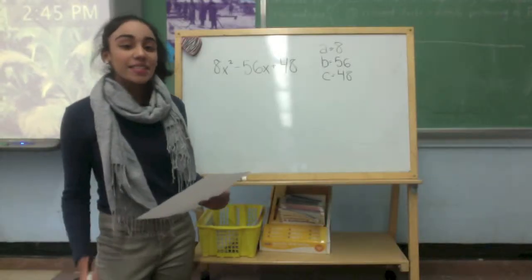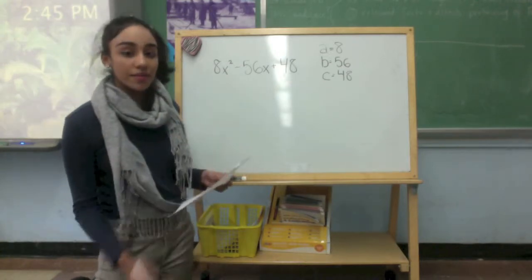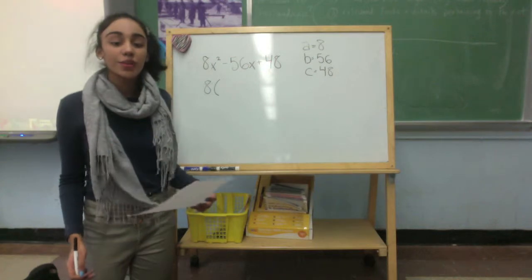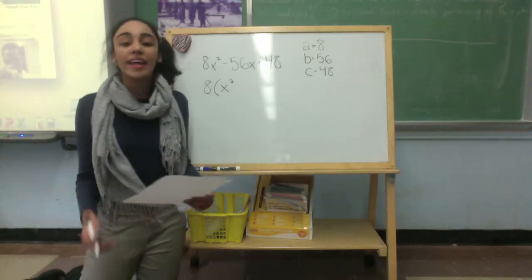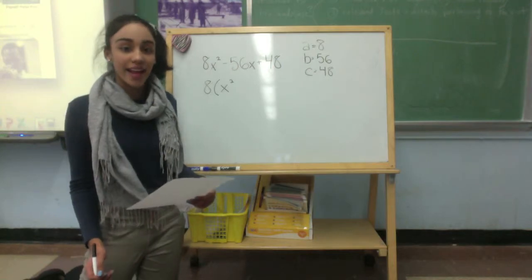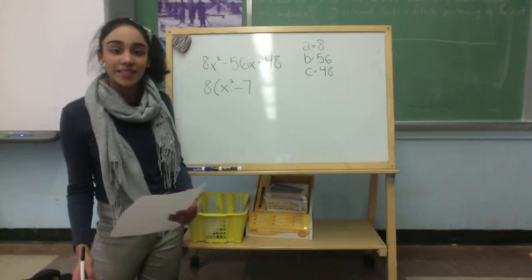That's correct. That means that you can easily factor 8 out of this equation to have a equal to 1. Now we divide everything by 8. So 8x squared divided by 8 is x squared. And negative 56x divided by 8 is? That will be negative 7x. And 48 divided by 8 is? That will be positive 6.